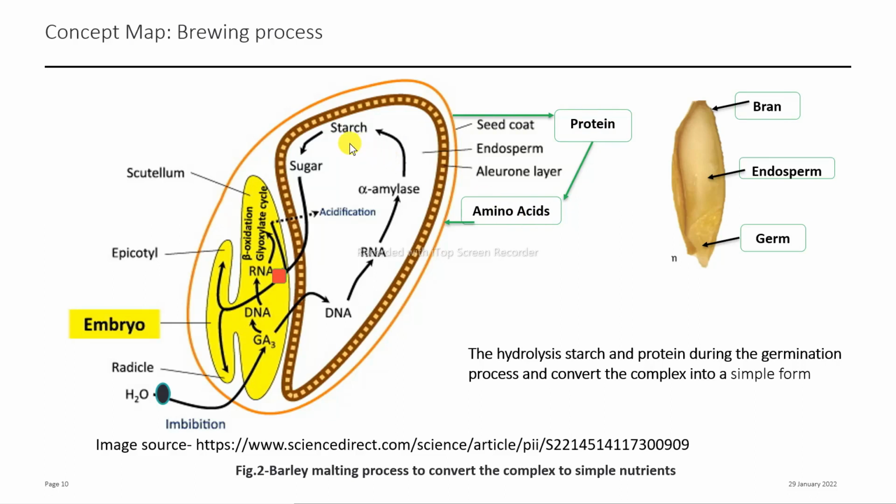The complex substances present are converted into simple components during the germination process, which improves nutritive value, that means insoluble components are converted into soluble components. These components are required for the fermentation process, and during fermentation the sugar and amino acids help to convert the wort into the desired final product.